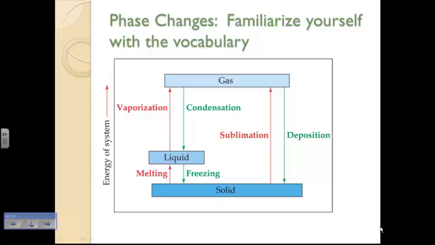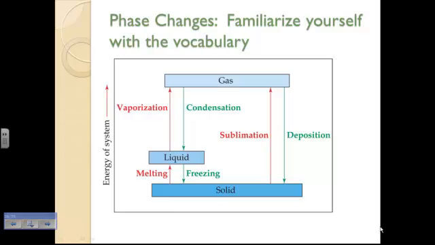Looking down from gas to liquid to solid, these represented by green arrows, the words condensation, freezing, and deposition, they are lowering the energy of the system. Therefore, we know that to be exothermic. Melting, vaporization, and sublimation are endothermic processes. Perhaps you should make a note of that in your notepad. Heading up, endothermic. Heading down, exothermic.